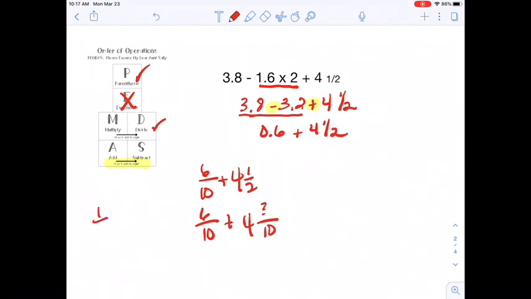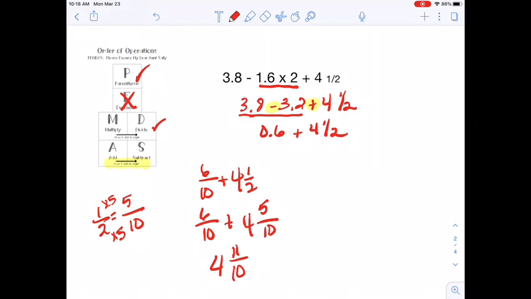So I'm going to say 1/2 is, I don't know yet how many tenths. I do know that 2 times 5 is 10, and whatever I do to the denominator, I have to do to the numerator, and 1 times 5 is 5. So 1/2 is equal to 5/10. So now I know my numerator should be a 5. So I can add these two together now, and I have 4 and 11 tenths.